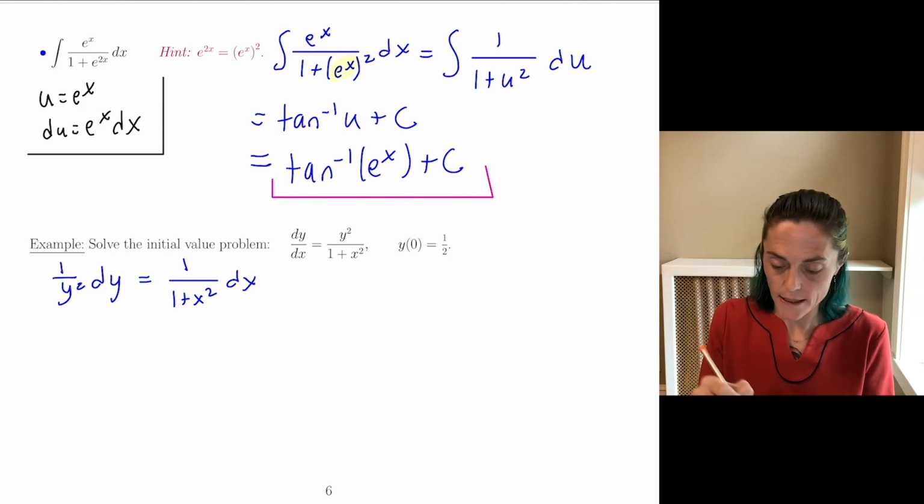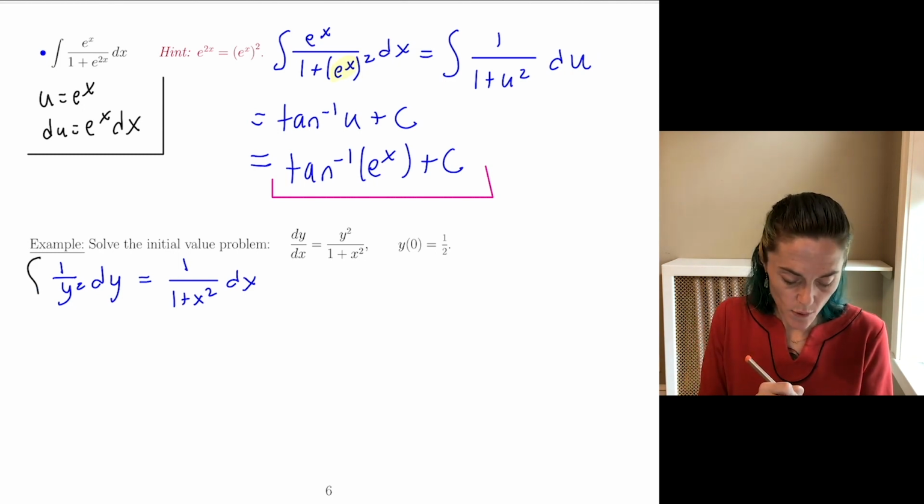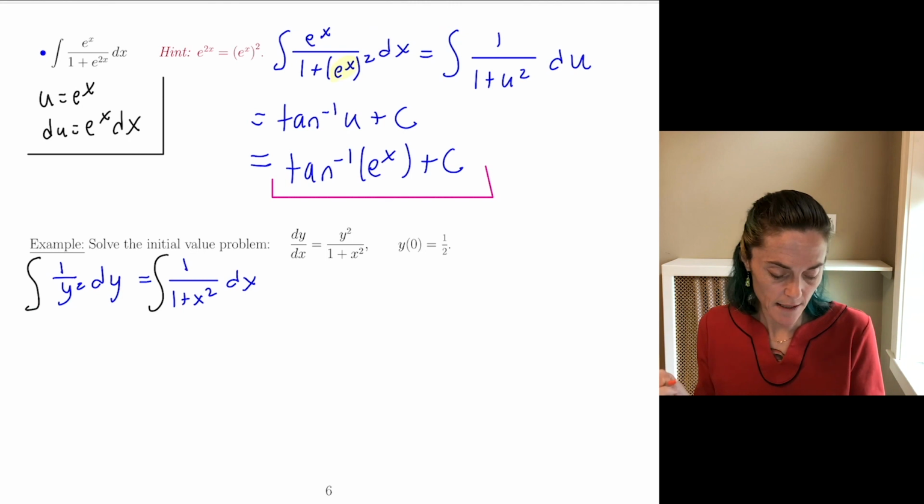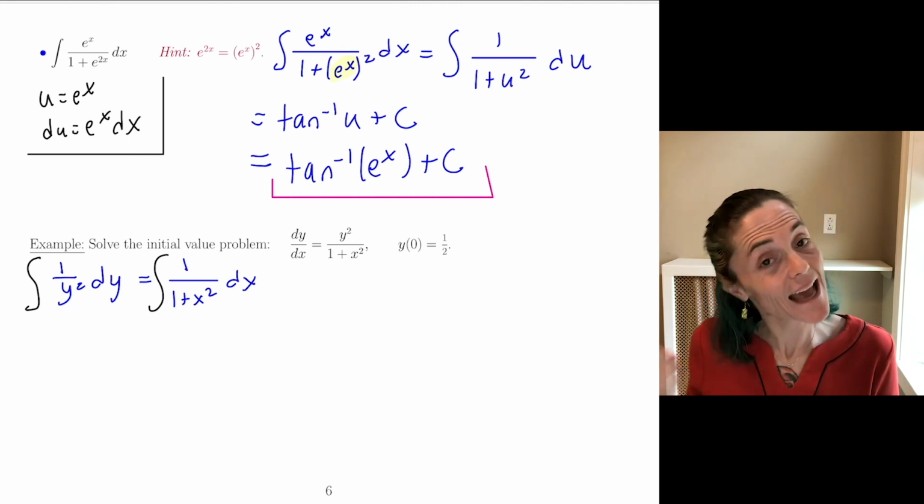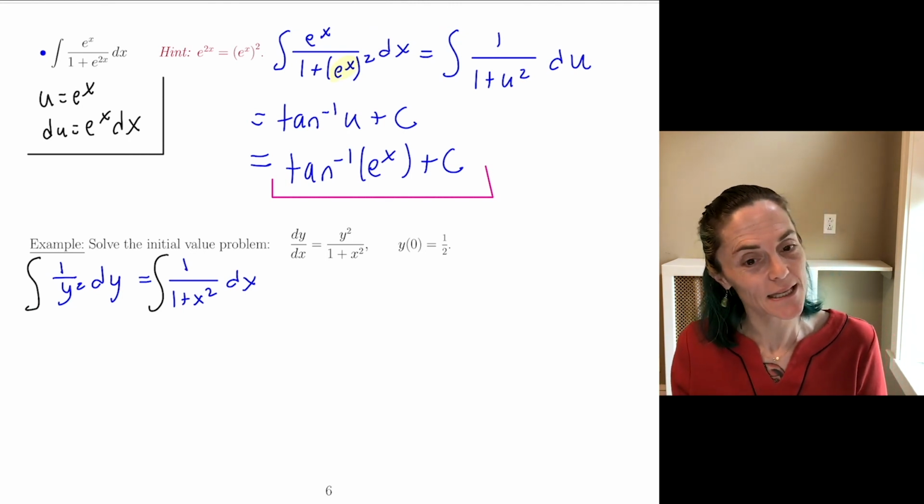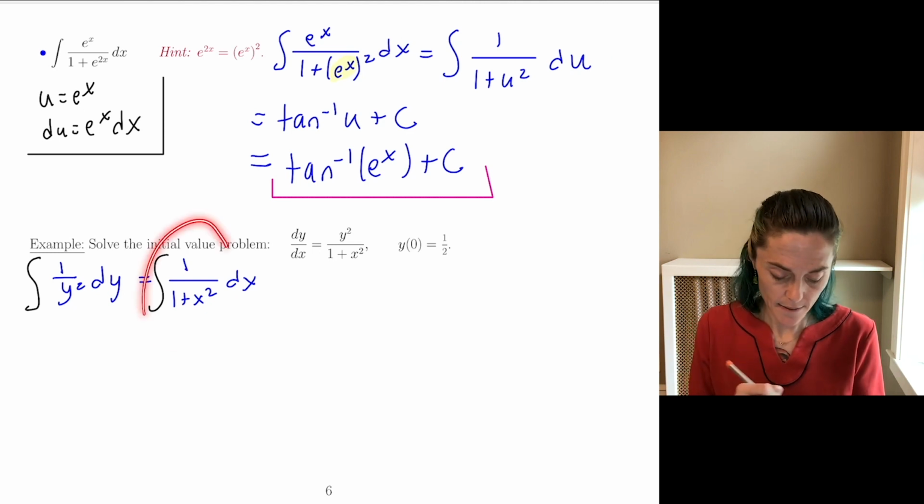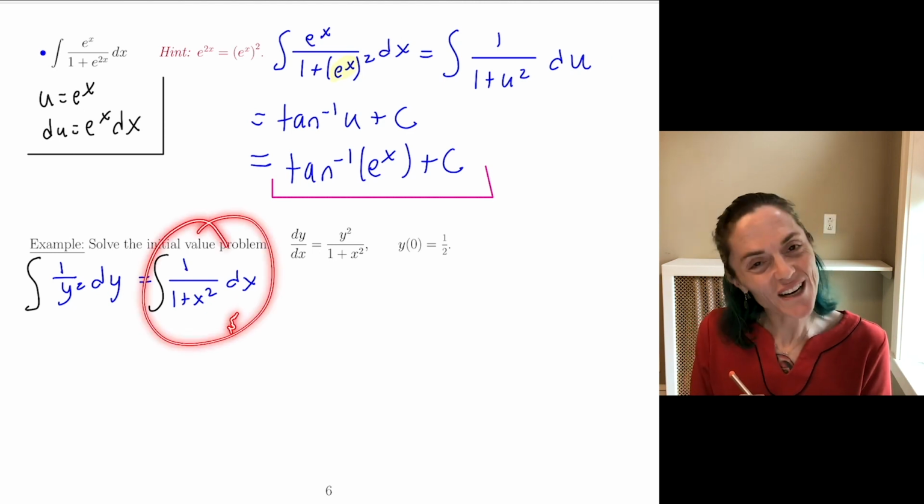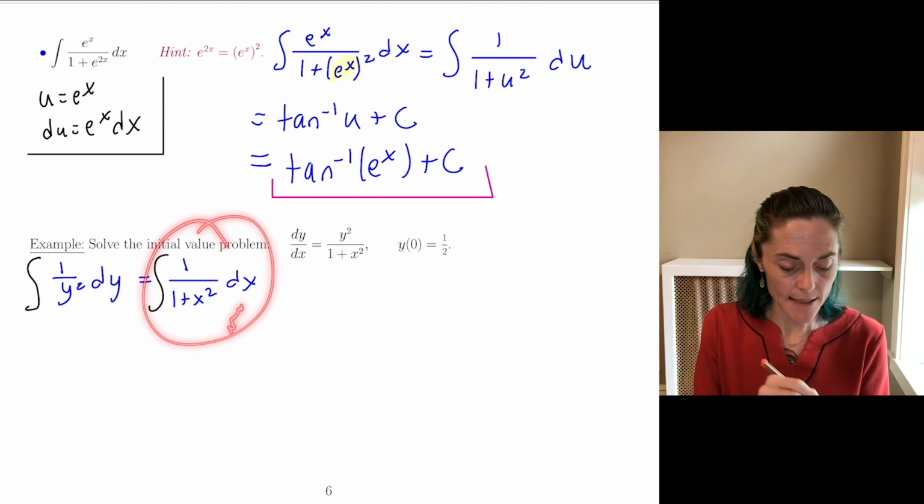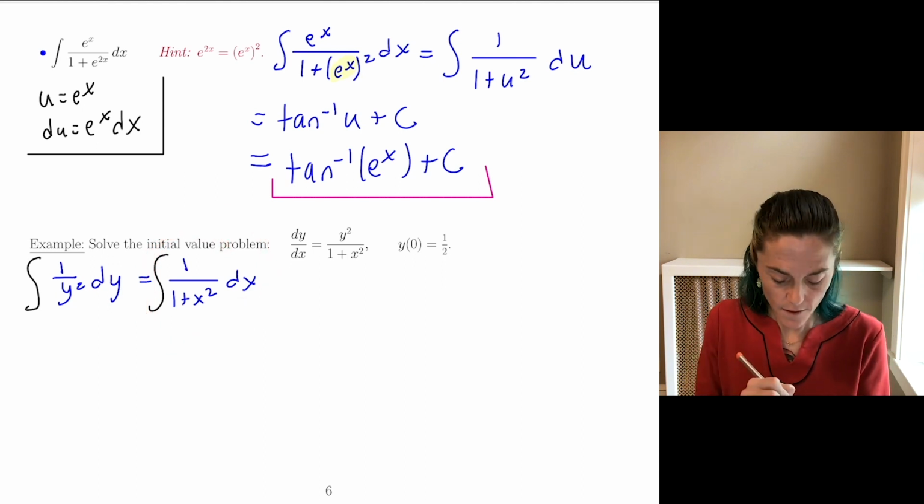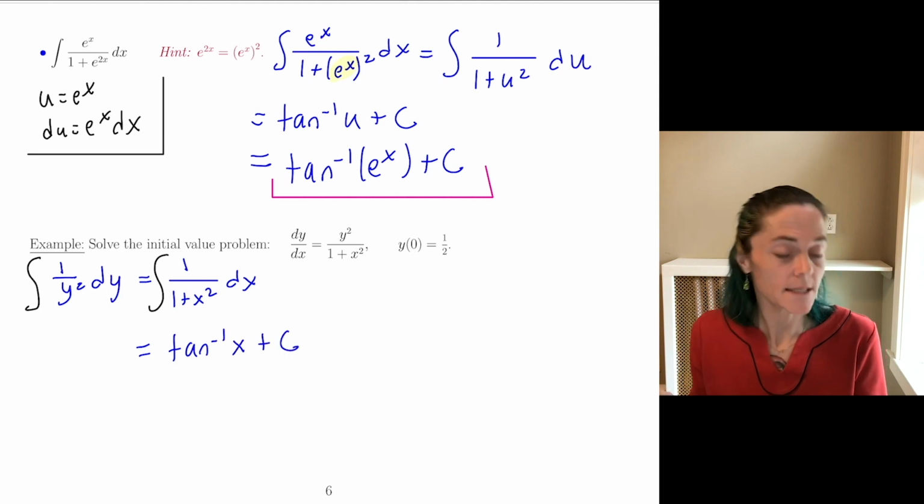Now we integrate. Maybe I will do my integration symbol in black, like this. Okay, you see how the tan inverse is going to come into this problem? Because 1 over 1 plus x squared has antiderivative, tan inverse of x. I will put the plus c on this side.